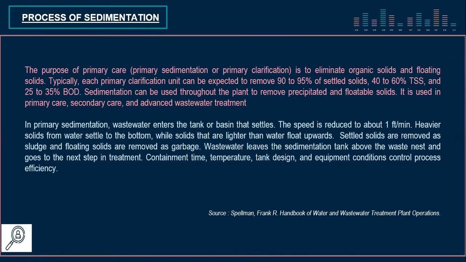Sedimentation can be used throughout the plant to remove precipitate and floatable solids. It is used in primary treatment, secondary treatment, and advanced wastewater treatment. In primary sedimentation, wastewater enters a tank or basin where it settles. The speed is reduced to about 1 foot per minute.